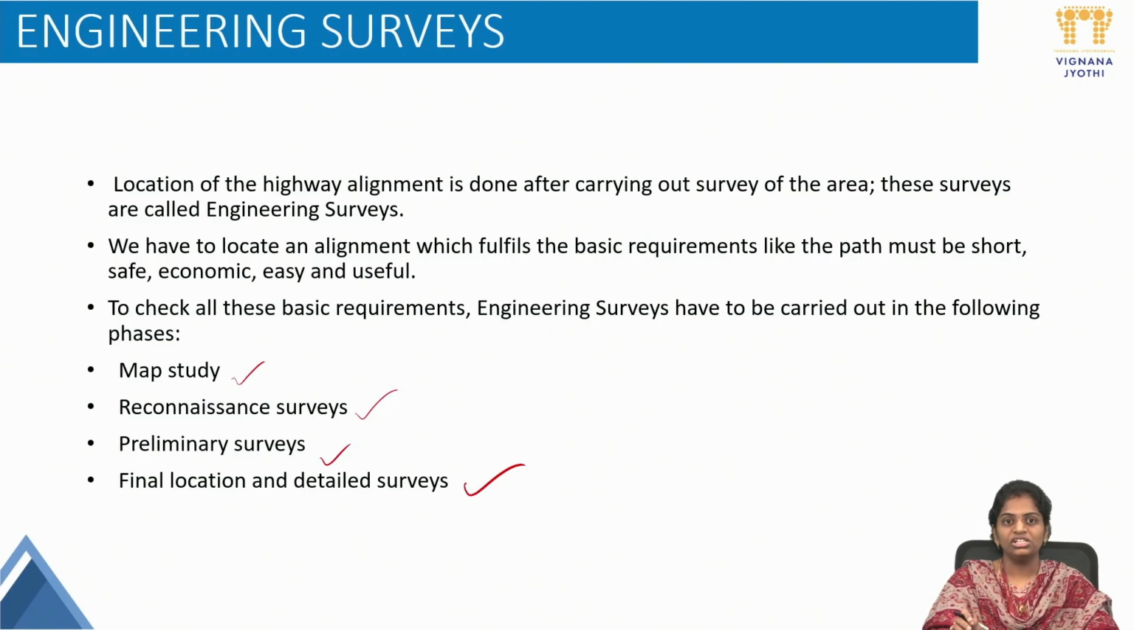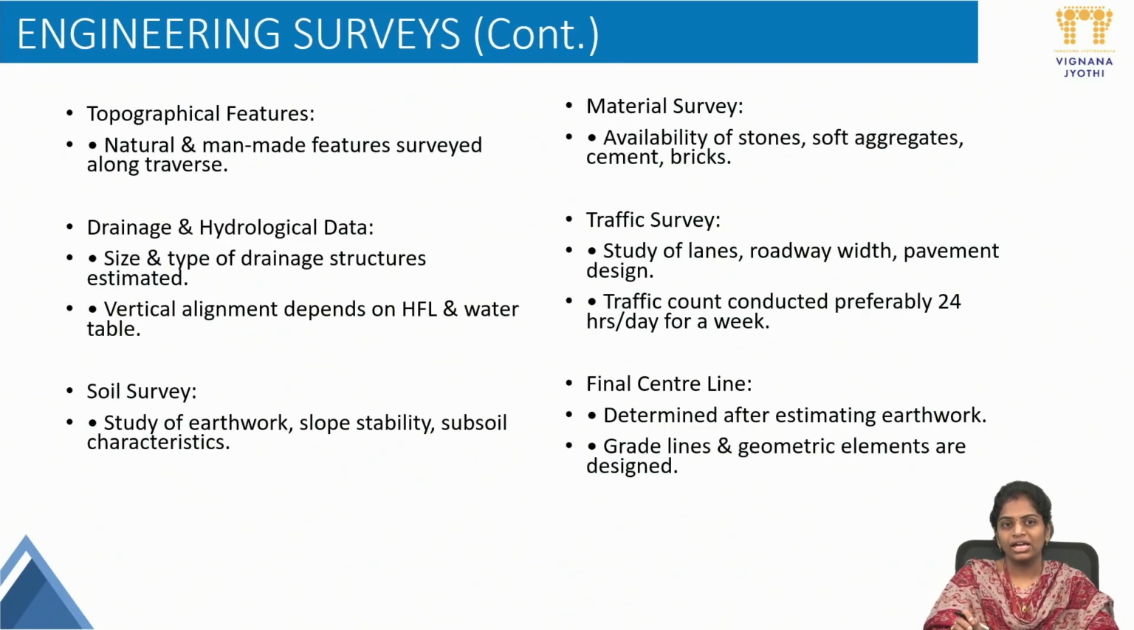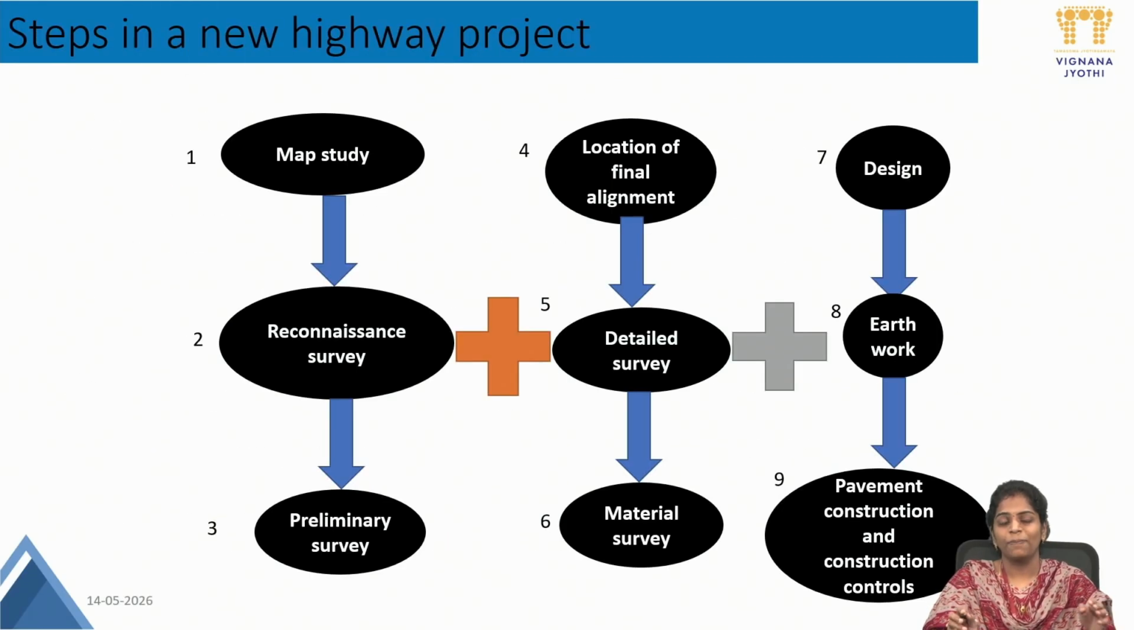This is about the engineering surveys. Okay, if we go again to the last topic in this series, the steps in a new highway project. As we all discussed, first stage is map study, second stage is reconnaissance survey, third stage is preliminary survey, fourth one is location of final alignment, and fifth one is detailed survey. And after doing the detailed survey, in the sixth stage, what do you have to do?